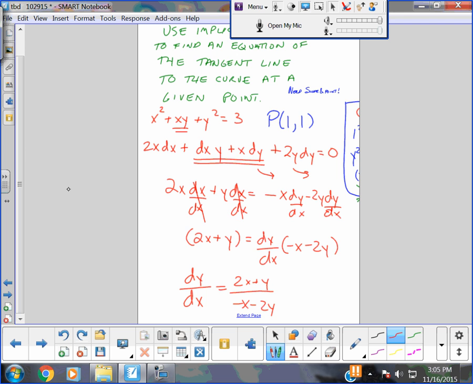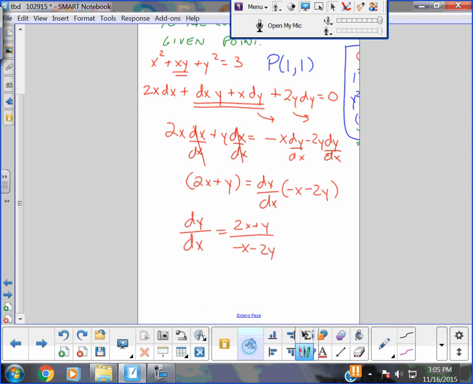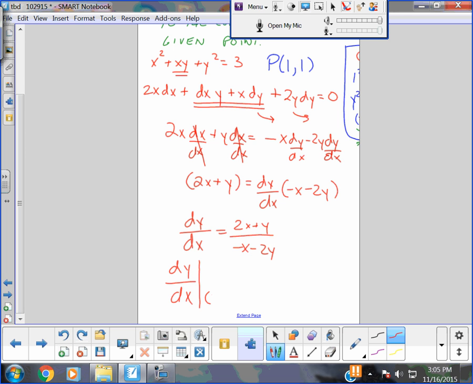And not to be lost on us at this point, we've done a lot of work, but really I don't want the derivative. I just want the slope at (1, 1). So once you get a derivative, you just have to evaluate it. It has x and y in it because it's not a function. So I evaluate dy/dx at the point (1, 1). I get 2 plus 1 over negative 1 minus 2, that's 3 over negative 3, so I get a slope of -1.